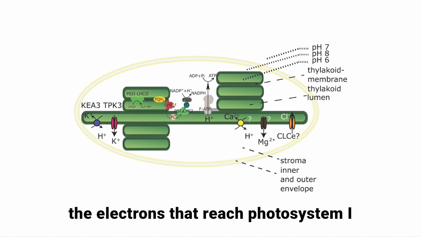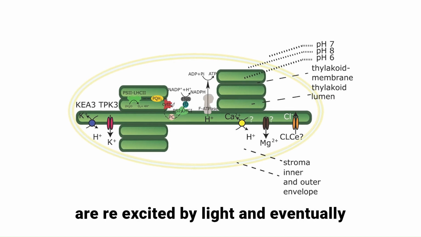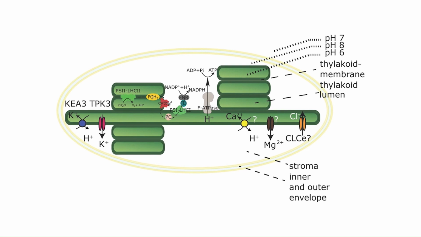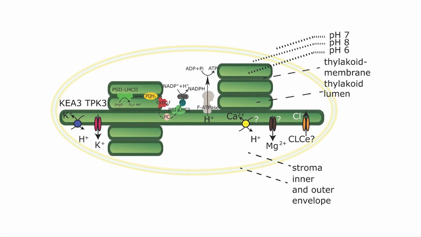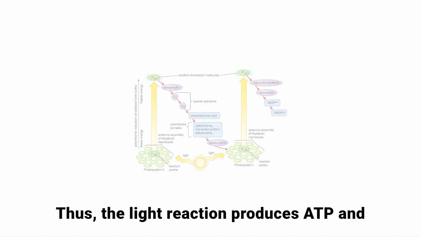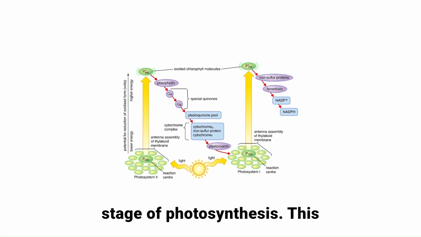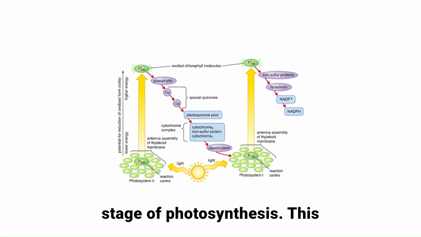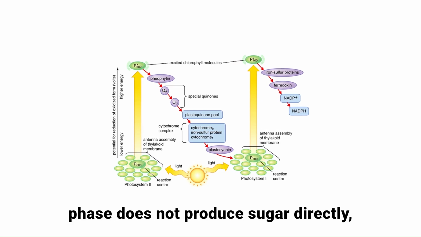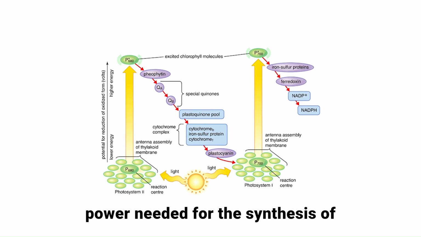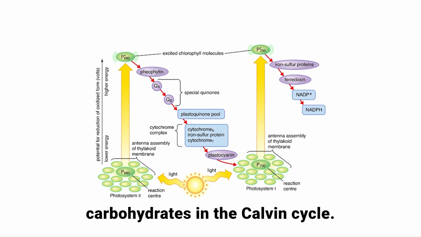Meanwhile, the electrons that reach photosystem I are re-excited by light and eventually transferred to NADP+ to form NADPH, another energy carrier molecule. Thus, the light reaction produces ATP and NADPH, which are both required in the next stage of photosynthesis. This phase does not produce sugar directly but provides the energy and reducing power needed for the synthesis of carbohydrates in the Calvin cycle.